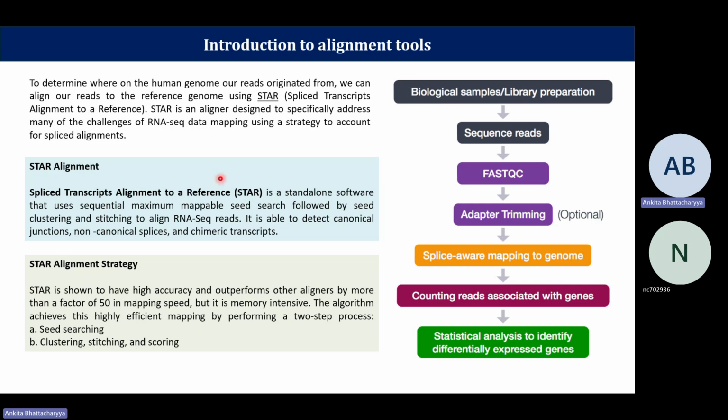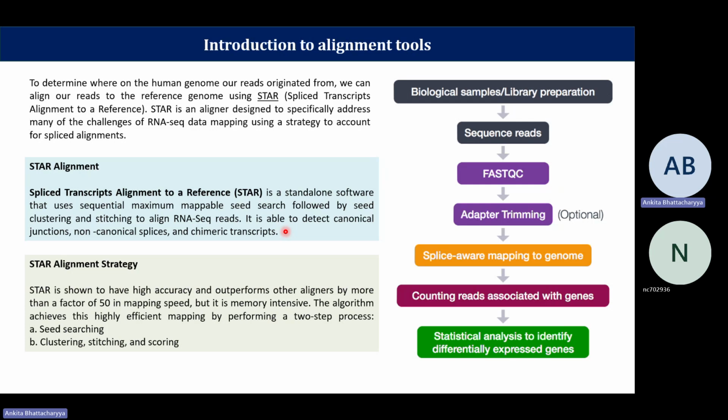How does it do this? It's a standalone software that uses sequential maximum mappable seed search, followed by seed clustering and stitching. Don't worry about it. We'll look at each of these steps in the coming few slides. To align RNA-seq reads, what are its unique features, or useful attributes? First, it is able to detect canonical junctions, non-canonical splicing, and the presence of chimeric transcripts. Knowing this is important because you would then be able to understand in depth why certain tools are better suited for certain types of purposes.